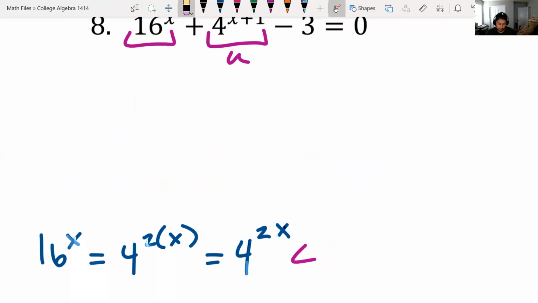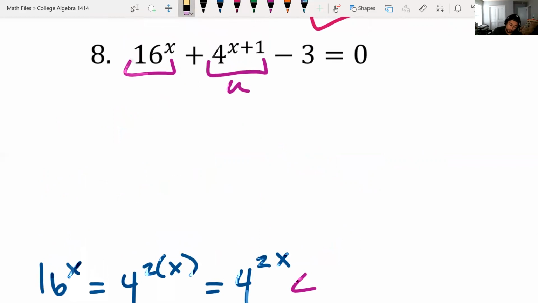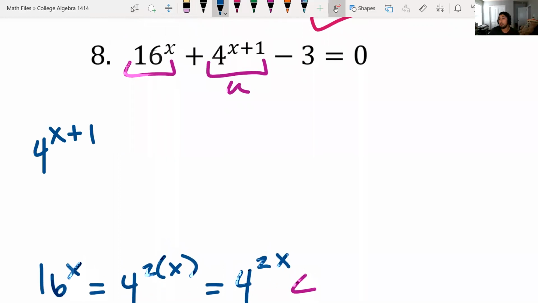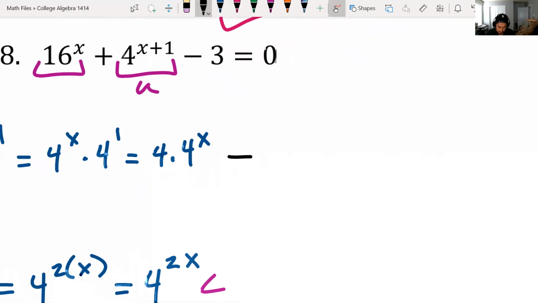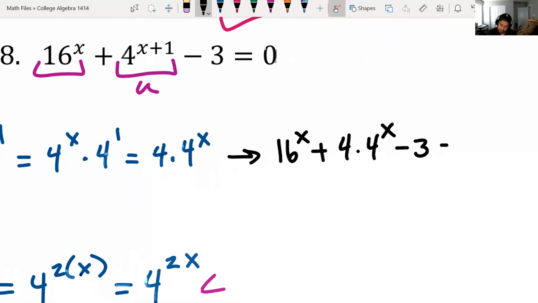All right, so what we're gonna do is look at 4 to the x plus 1. By exponential properties, we can rewrite this as 4 to the x times 4 to the 1, which now can be rewritten as 4 times 4 to the x. Crazy, right? Okay, which means that my problem is now written as 16 to the x plus 4 times 4 to the x minus 3 equal to 0. Where now, I'm just going to let u equal 4 to the x.